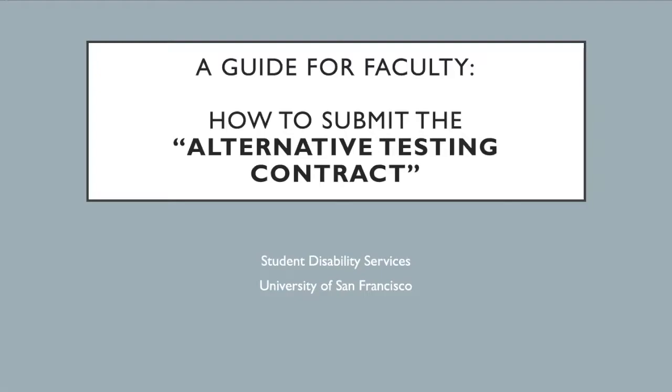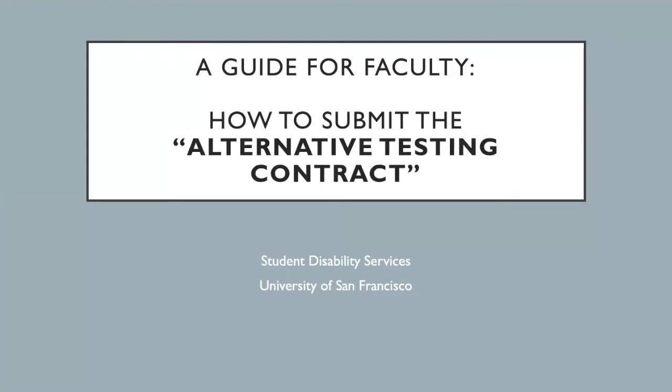If you and the student have decided that you will proctor the exam yourself and give them their accommodations, or you've enlisted the help of another person in your department in order to proctor the exam and give the student accommodations, that's fine. The alternative testing contract only needs to be submitted if you plan to use the proctoring services provided by Student Disability Services.